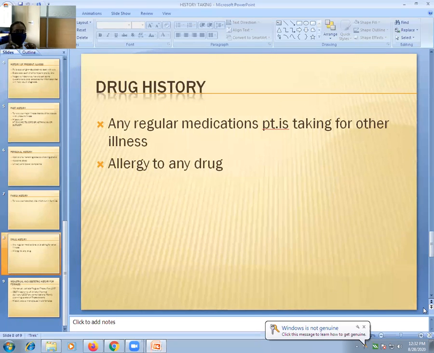And then whether patient is having any allergy to any drug. That is also important before prescribing any drug. Allergy to any drug. So that is about the drug history.